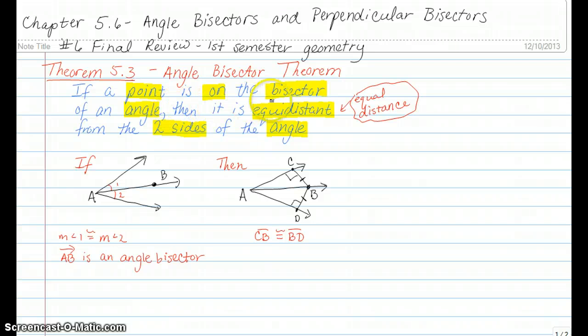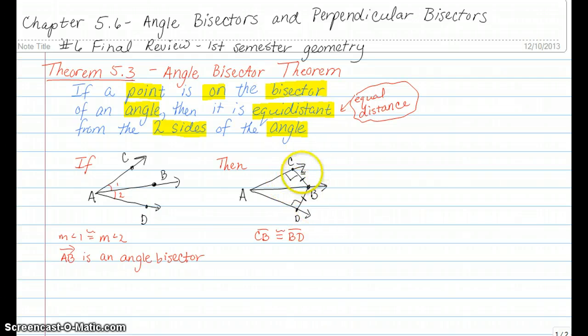If a point is on the bisector, which cuts an angle into two congruent parts, then it is equal distance from the two sides of the angle. So if you have this, here's your angle, and it is cut by the angle bisector ray AB, that means that angle A and angle 1 and angle 2 are congruent. Then it also means that segment CB and segment BD are congruent.